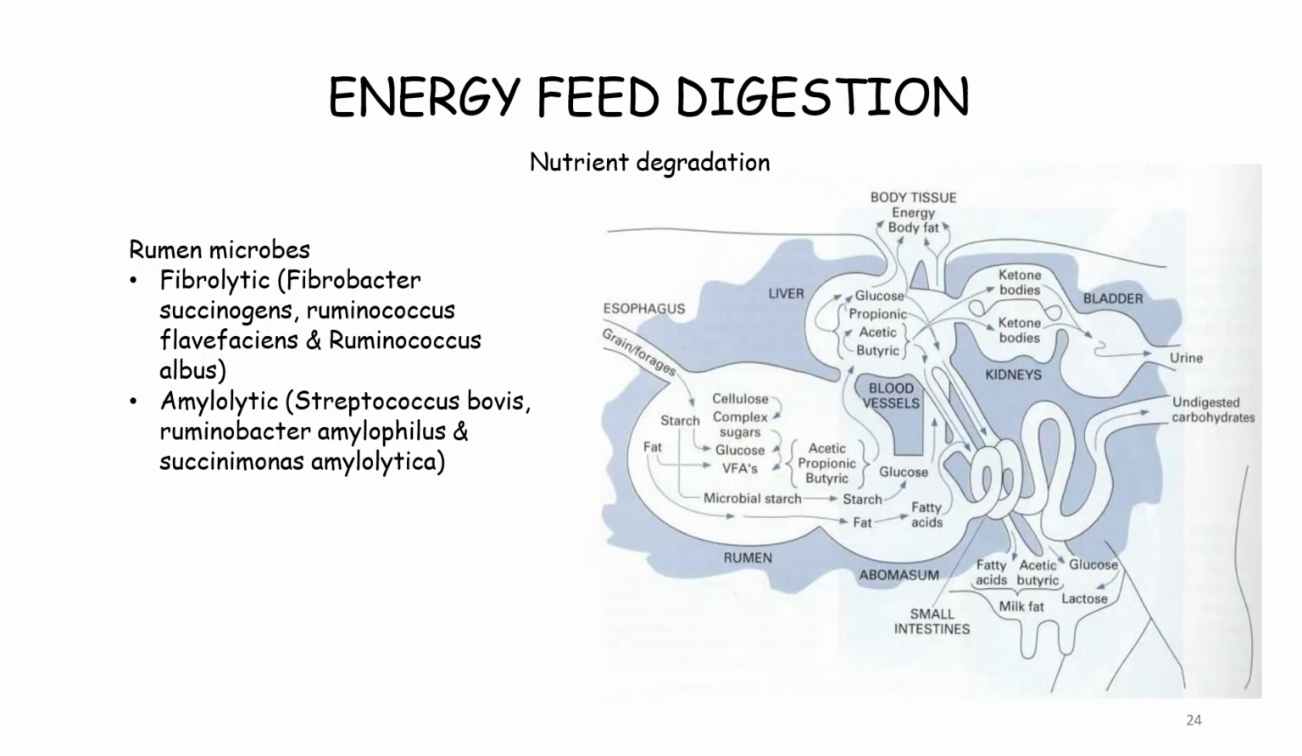So, energy feed digestion: how to digest the energy, how to digest the carbohydrate. The rumen microbes, fibrolytic ones, are Fibrobacter succinogenes, Ruminococcus flavefaciens, and Ruminococcus albus. These are all microorganisms. This one is an amylolytic bacterium, Streptococcus bovis.